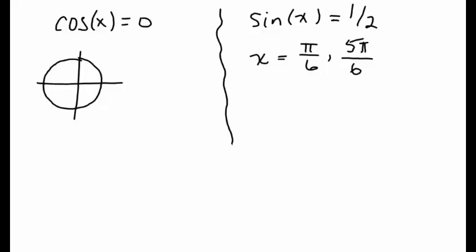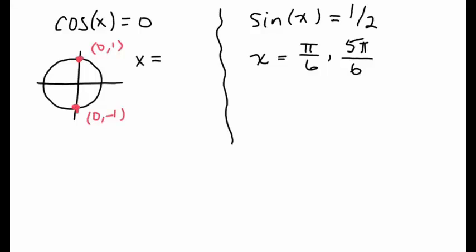So we're kind of asking ourselves, when is the x-coordinate equal to 0 on our unit circle? That's going to be at two different points. There's a point here and a point here. This point is (0, 1), and this point here is (0, -1). And in both of these cases, the x-coordinate is equal to 0.